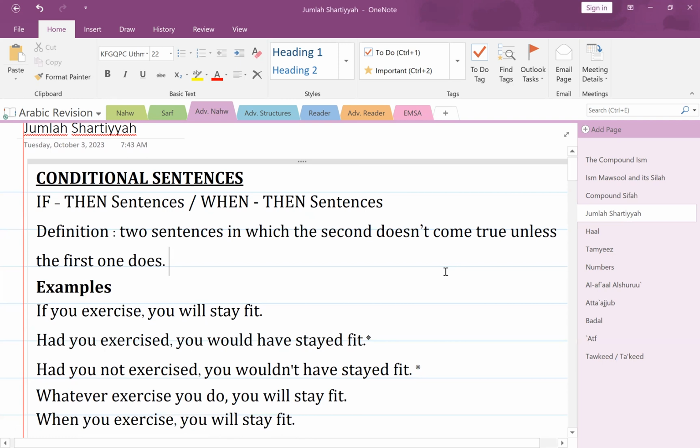So these are the if-then sentences, or when-then. When this happens, then that will happen, or if this happens, then that will happen. So that's the idea of a conditional sentence, and I want that to be on your mind. So we have the condition part, and then we have the response part. So we have two parts of a conditional sentence.